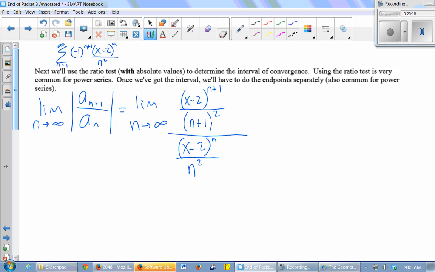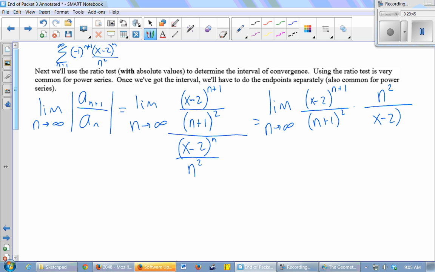The ratio test has absolute value bars. And when you take the absolute value of -1 to a power, you're always going to get +1. So I just dropped it. Makes everything look a little cleaner. All right, so now I'm just going to simplify this complicated fraction by doing a flip and multiply.